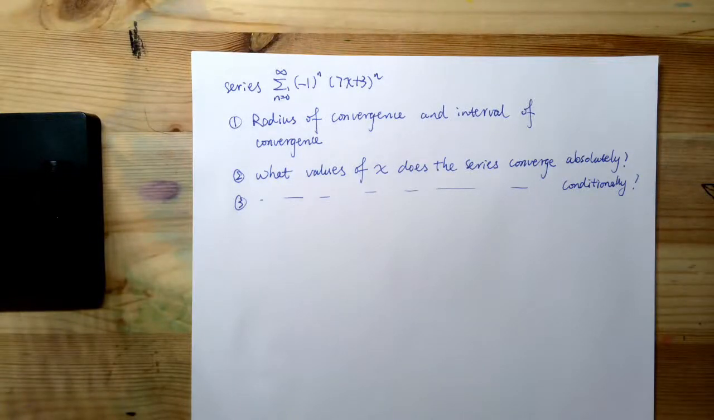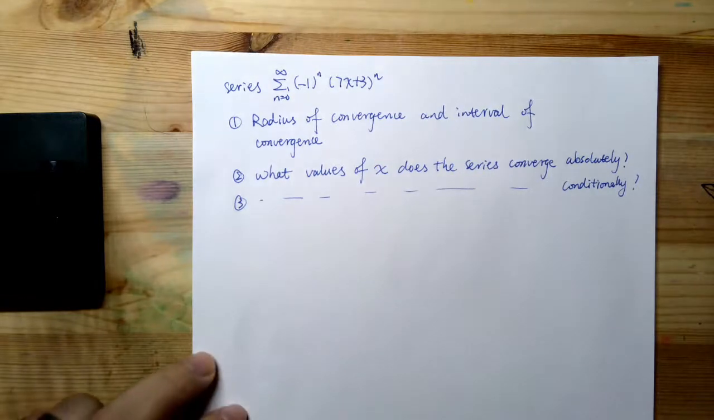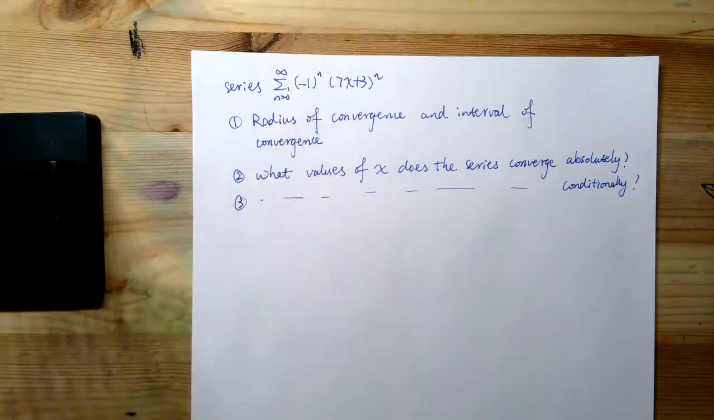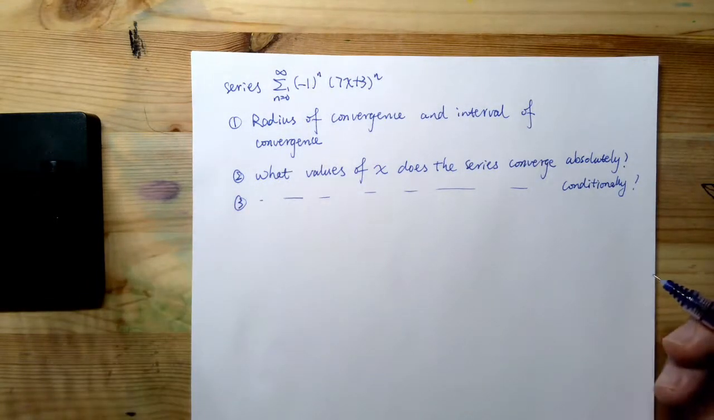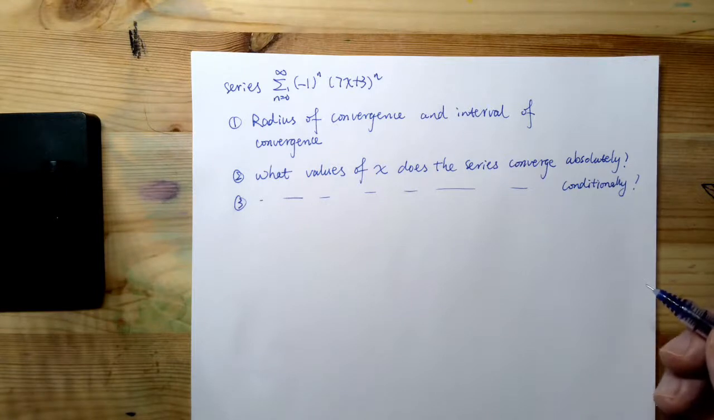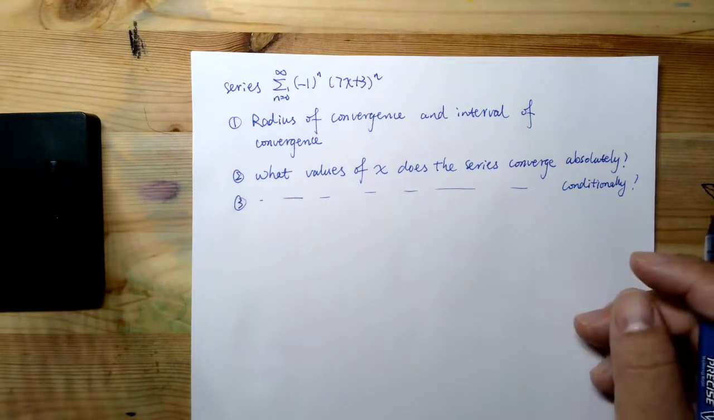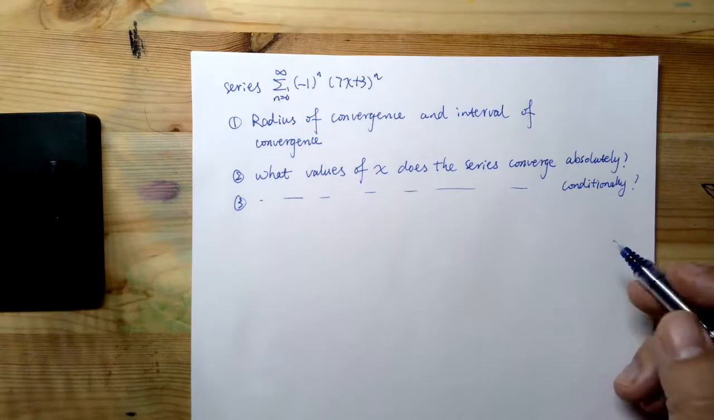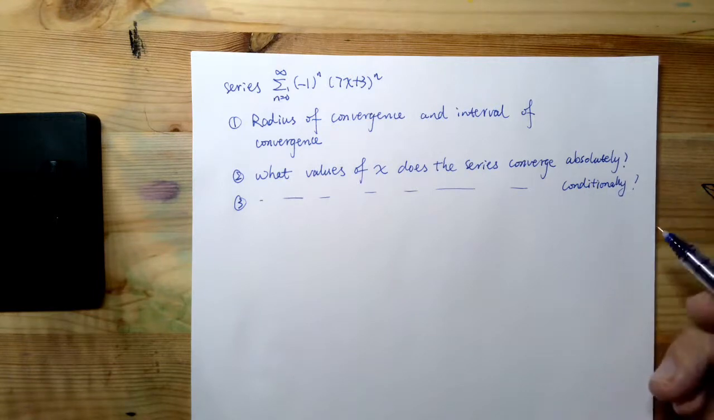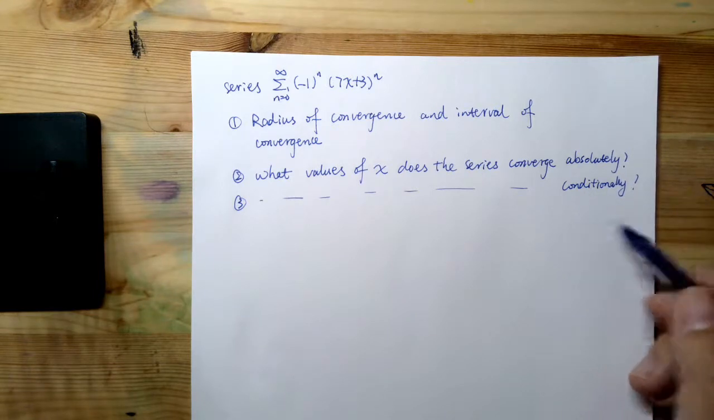Okay, so now let us look at this series problem. Given this series, it asks us to figure out what is the radius and the interval of convergence for this series, and also for what values of x the series converges absolutely and conditionally.